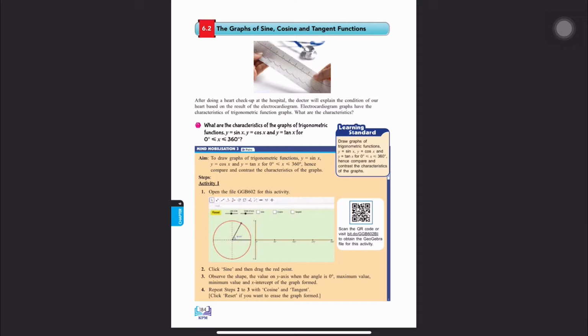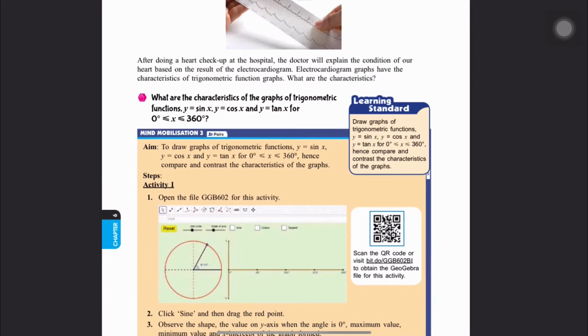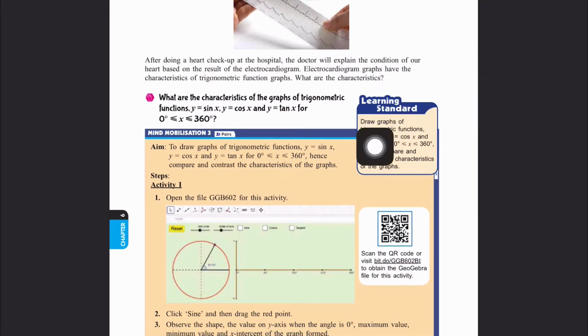So for today's session, we're going to continue chapter 6. Today is 6.2, the graph of sine, cosine and tangent function. For today's lesson, there are a few learning standards. The first one is: draw the graph of trigonometric functions y equals sine x, y equals cos x, and y equals tangent x for x between 0 to 360. Hence, compare and contrast the characteristics of the graphs.